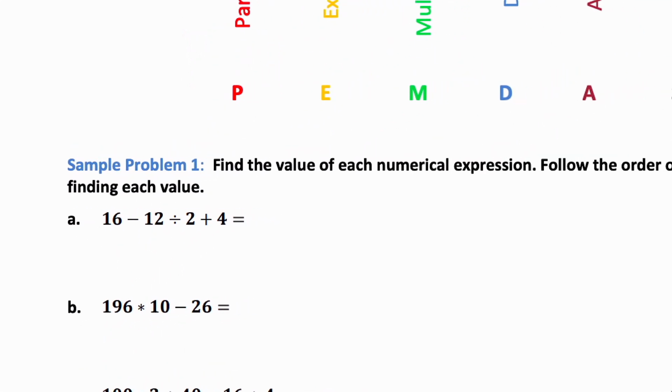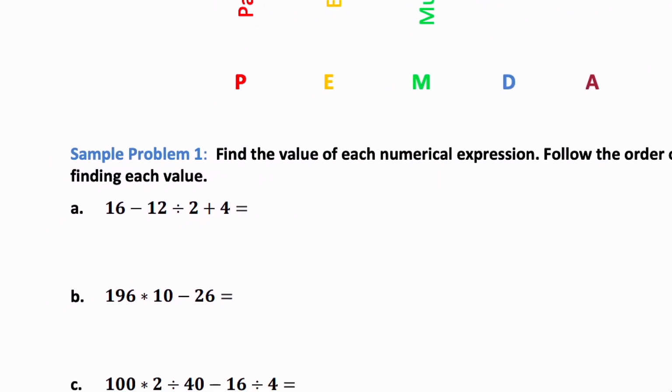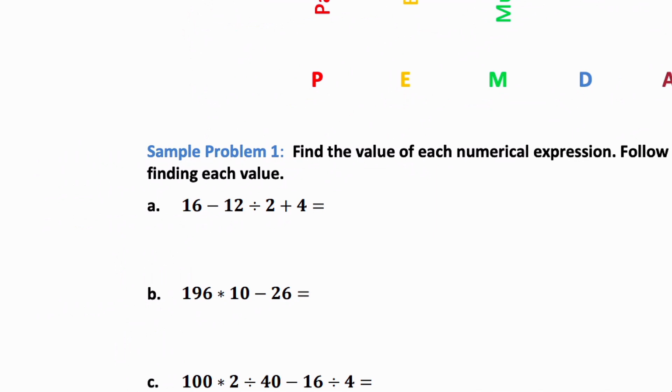It says find the value of each numerical expression, following the order of operations to find each value. So again, I'm going to go ahead and write PEMDAS. I'm going to look for parentheses first. There are no parentheses. I'm going to look for exponents next. There are no exponents. I'm going to look for multiplication and division, and I see it. I see a division problem right here that says 12 divided by 2. 12 divided by 2 is just 6. So there's going to be 16 minus 6 plus 4.